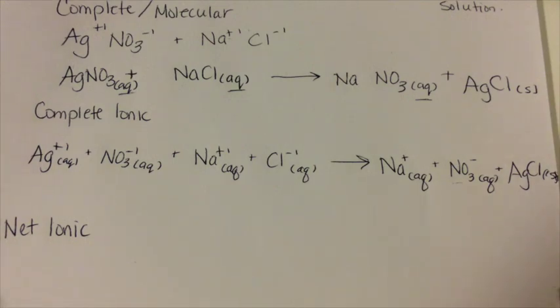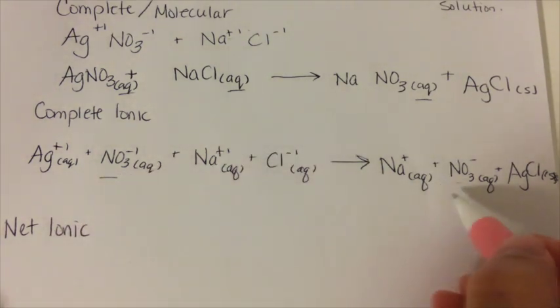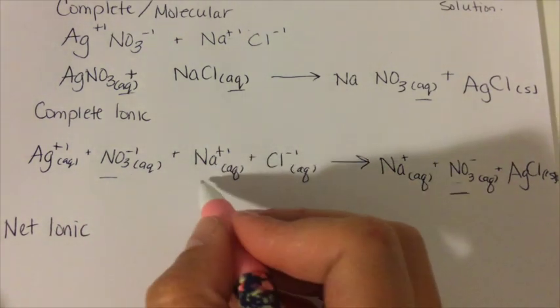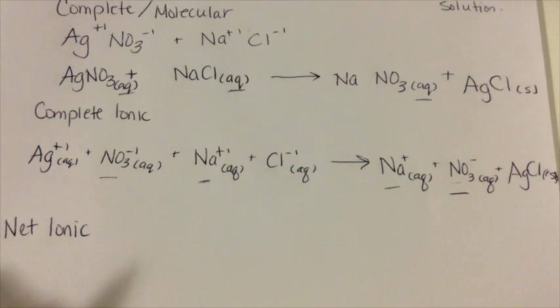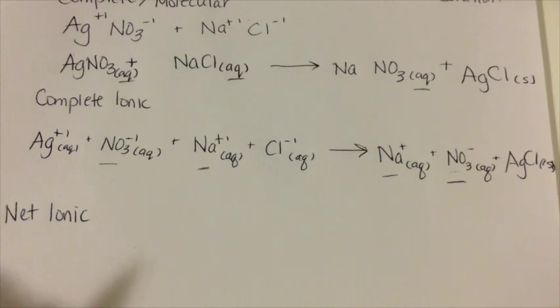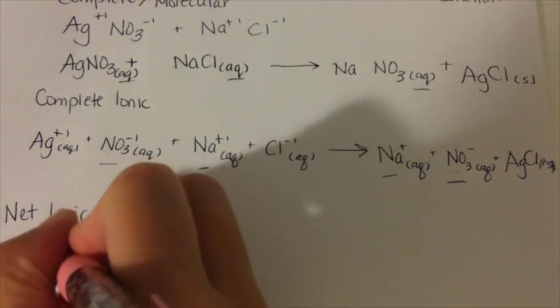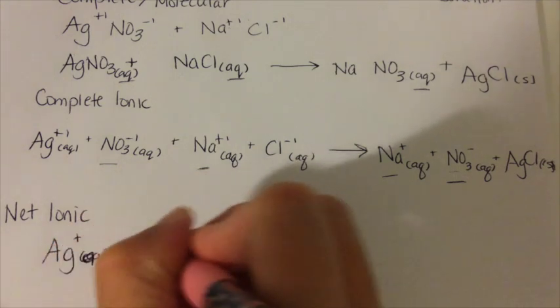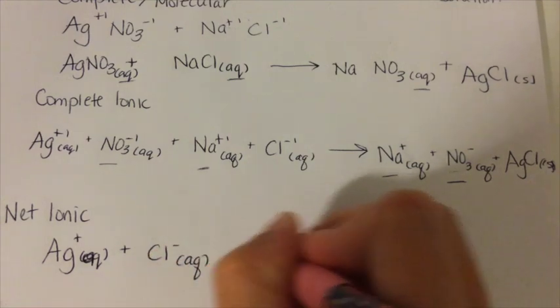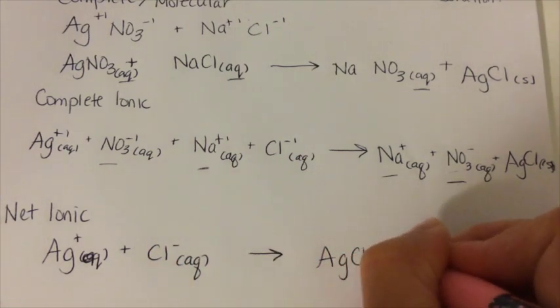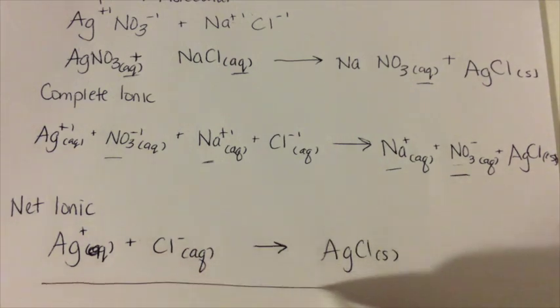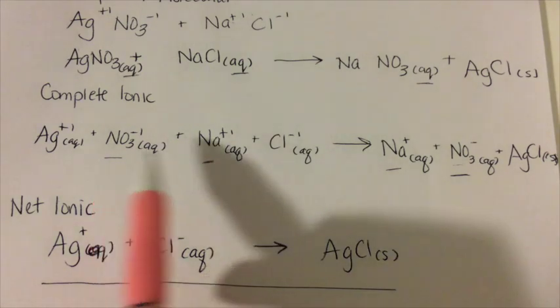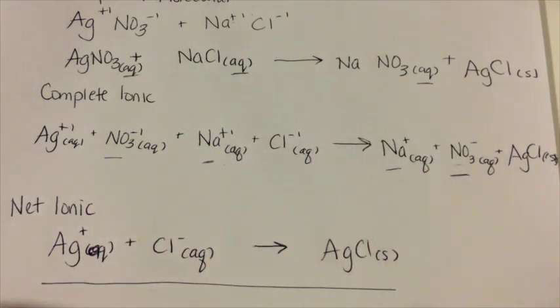Once we have our complete ionic equation, we look for things that are the same on each side. NO3 and NO3 look identical. Na and Na look identical. Therefore, those species will not drop down into the net ionic equation, and our net ionic equation will become Ag+(aq) plus Cl-(aq) yields AgCl(s). And this reaction is the one that tells us what's really happening and what's changing in solution. The ones that we got rid of from the complete ionic are called spectator ions.